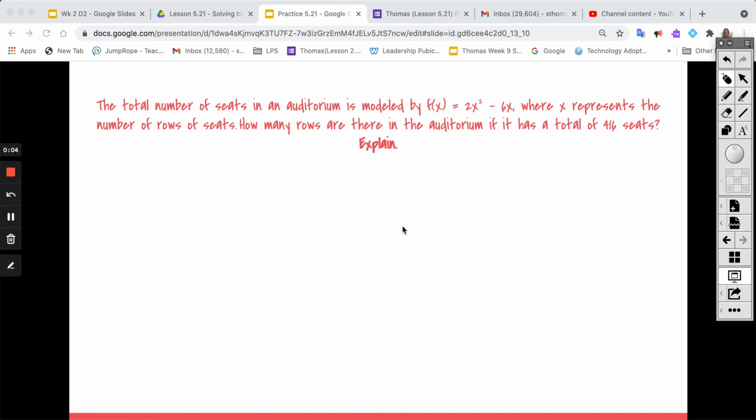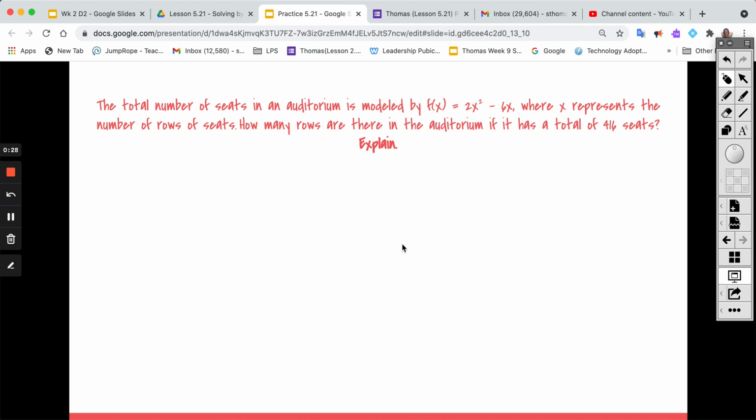All right, so this question says the total number of seats in an auditorium is modeled by the function f of x is equal to 2x squared minus 6x, where x represents the number of rows of seats. How many rows are there in the auditorium if it has a total of 416 seats? Let's get ready to solve.